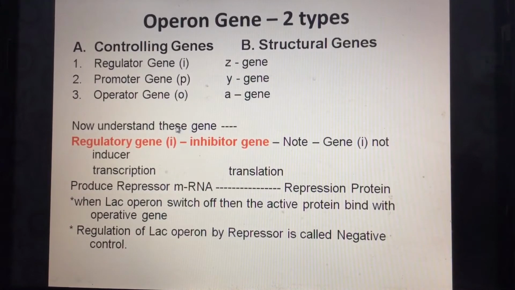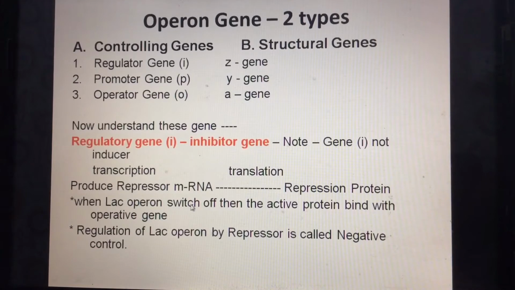Now we come to understand the regulator gene. What is the meaning of this regulator gene? It is also called the inhibitor gene. Note that it is represented by I. Here you can understand that I is not the inducer; I represents inhibitor, not inducer. Through transcription and translation, when lactose is not present, this regulator gene produces a protein called the repressor protein.